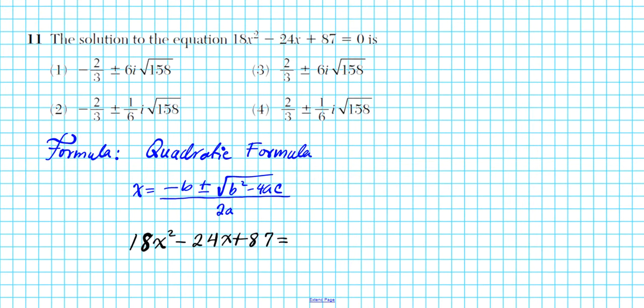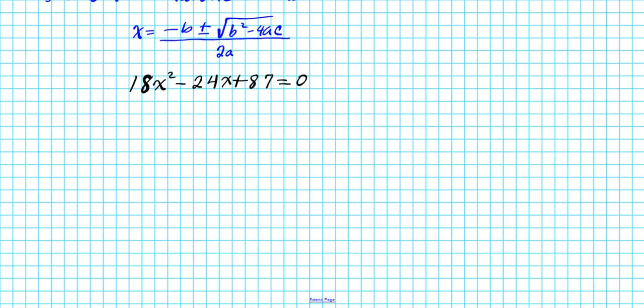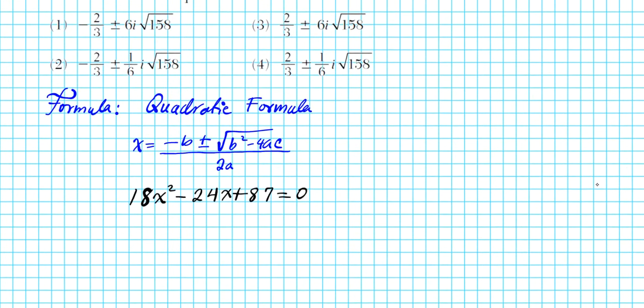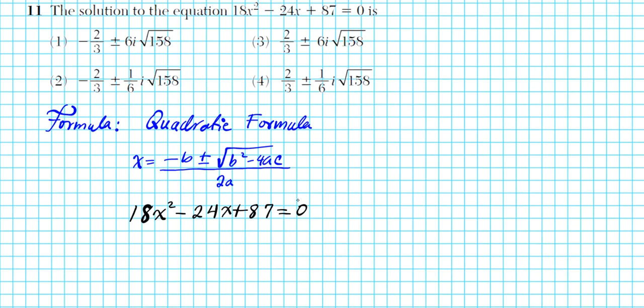Now, anytime you're solving a quadratic equation, it's always beneficial to ask yourself, is it reducible? Can I express the equation in a simpler form? So 18 and 24, those are numbers that 3 can go into. How about 87? Can 3 go into 87? If you add the digits and the sum is divisible by 3, then you know that the number is divisible by 3 also. So 8 plus 7 is 15, and 15 is divisible by 3, hence 87 is divisible by 3.